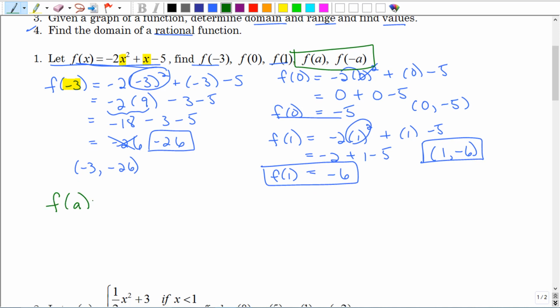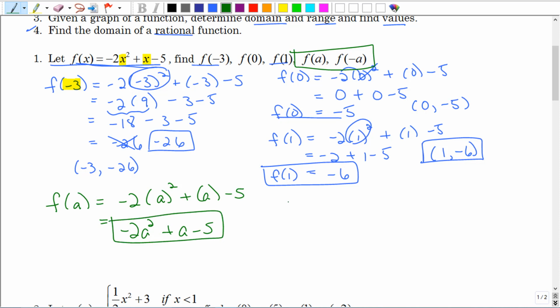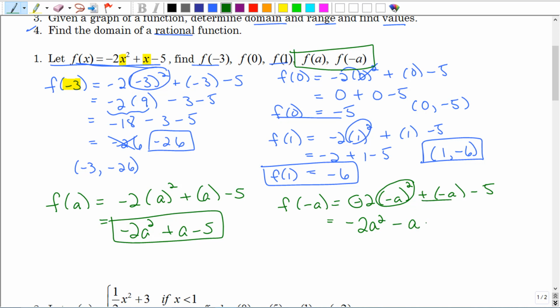So if I want to find f of a, everywhere there is an x, I'm going to replace it with a. That's pretty easy because you're just really rewriting the problem with a's instead of x's. And yes, that's your answer. But what about f of -a? Same thing, except you just have to be careful of your signs. So if I square that, that's going to be positive times that negative. So that's going to be -2a squared. That's going to be -a minus 5. So almost the same as this one, but I think we differ in that sign. Again, just evaluating a function.